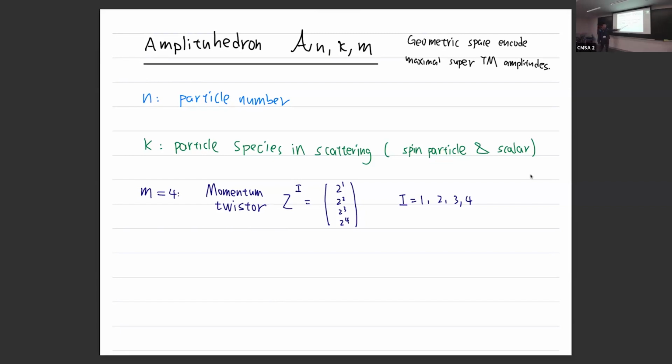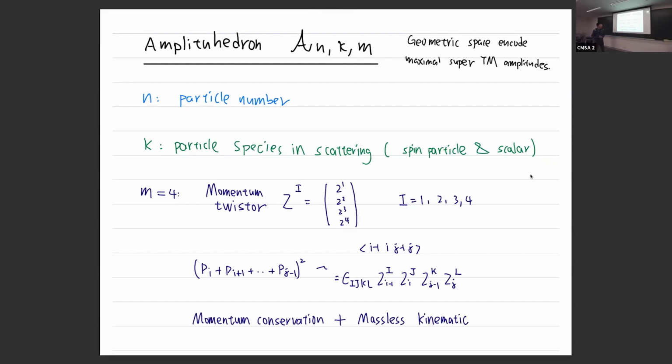The momentum twistor has 4 components, which is a very convenient variable, and we can easily describe the physical poles just by the contraction of twistors Z_i, Z_{i+1}, Z_j, Z_{j+1} with the Levi-Civita tensor. Since the momentum twistor is a dual variable, it trivializes momentum conservation, and it is also very easy to describe massless kinematics. In other words, the null condition p squared equal to 0 is also trivialized.